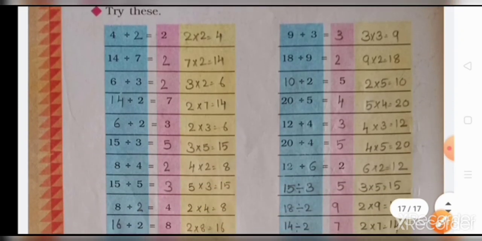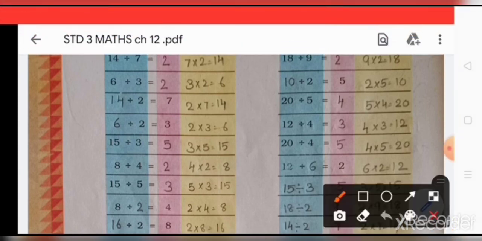Try this. 4 divided by 2 is equal to 2. Then 2 2s are 4. 14 divided by 7 is equal to 2. That means 7 2s are 14. 6 divided by 3 is equal to 2. That means 3 2s are 6. 14 divided by 2 is equal to 7. Then 2 sevens are 14. 6 divided by 2 is equal to 3. That means 2 threes are 6.